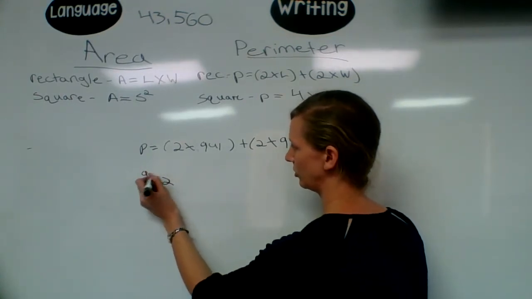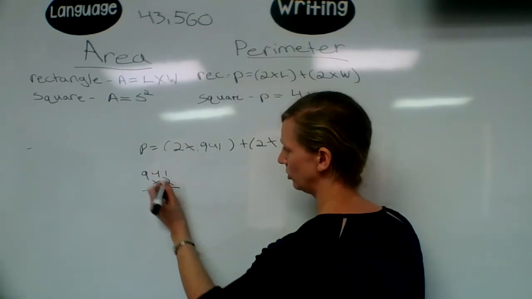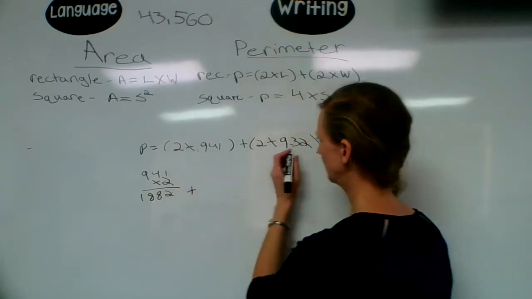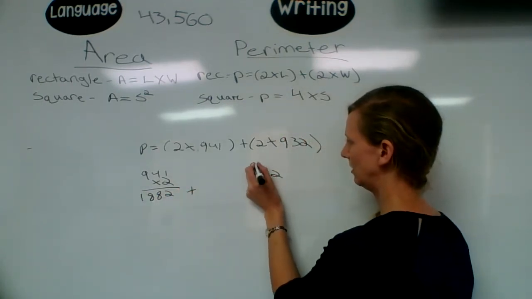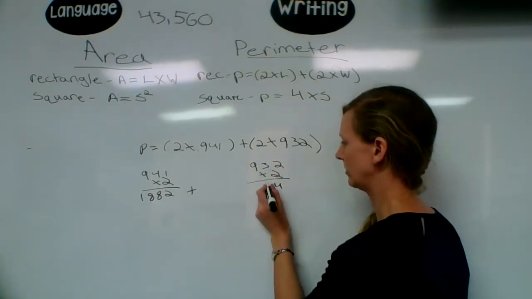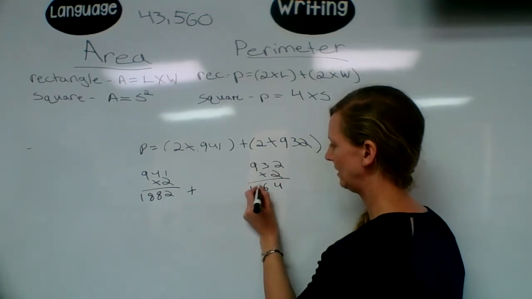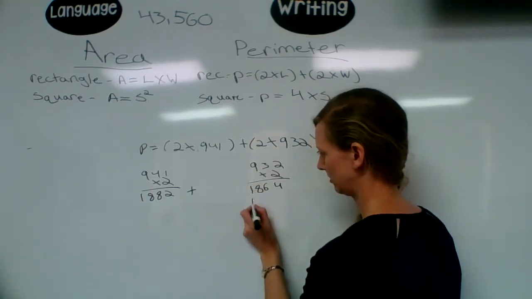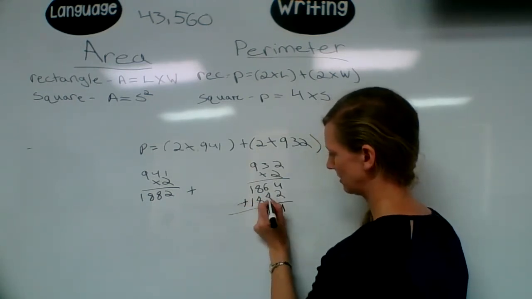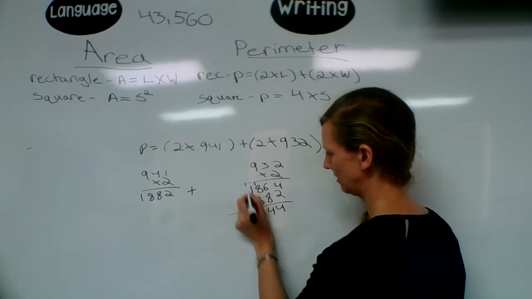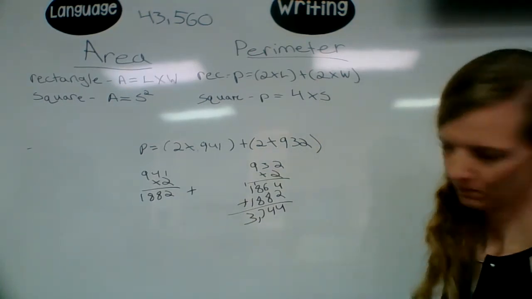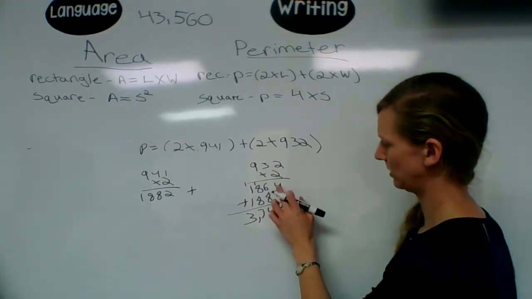2 times 941. 2 times 1 is 2, 2 times 4 is 8, 2 times 9 is 18, plus 2 times 932. 2 times 2 is 4, 2 times 3 is 6, 2 times 9 is 18. Add these together. 8, 8, 2 plus 6, 14, 17, 3. Oops, 2 plus 4 is 6.